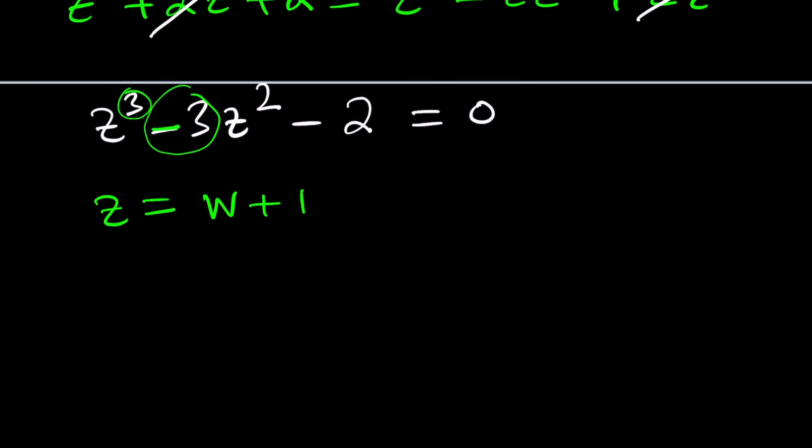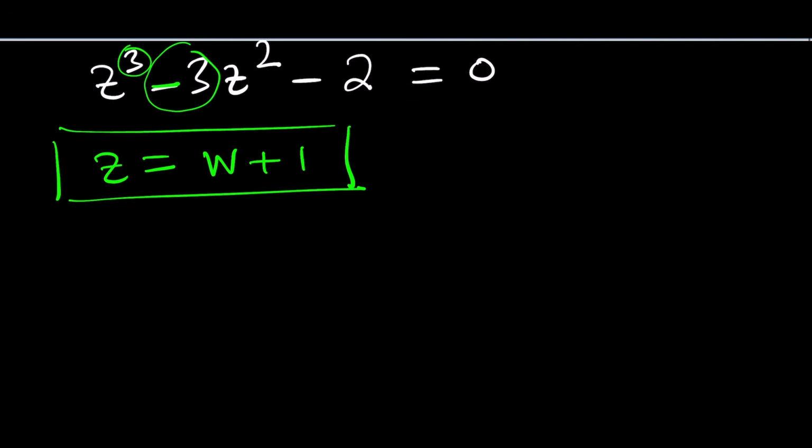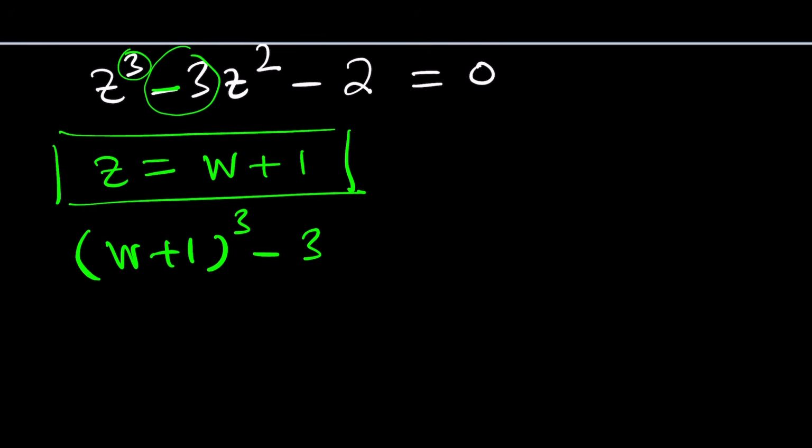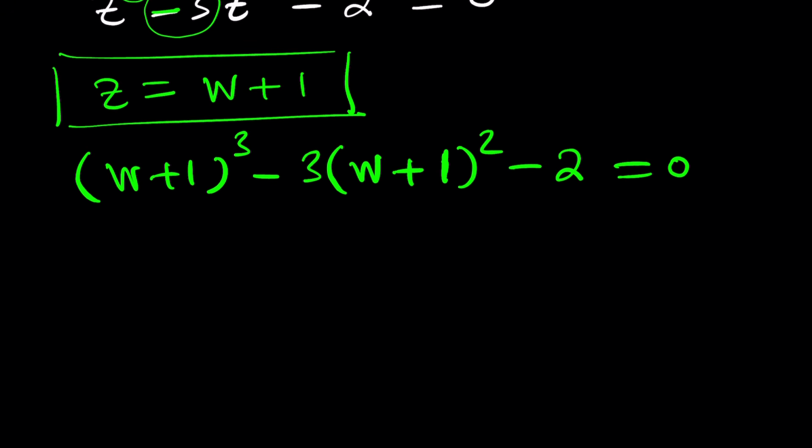So now we're going to replace z with w plus 1 everywhere. That's going to give us a really nice cubic equation. You'll be amazed how nice that is. Now let's go ahead and replace z with w plus 1 cubed minus 3 times w plus 1 squared minus 2. If you want, you can also set it equal to 2. No big deal. We're going to have to collect everything at the end anyways.